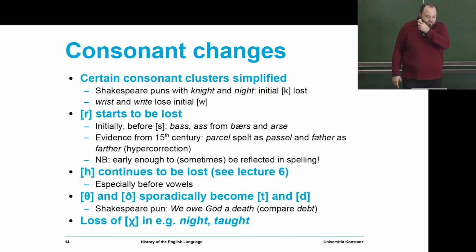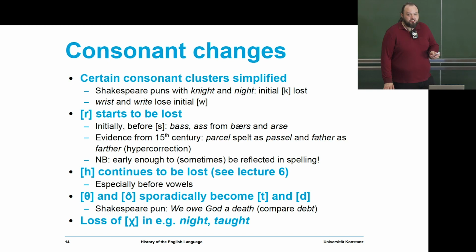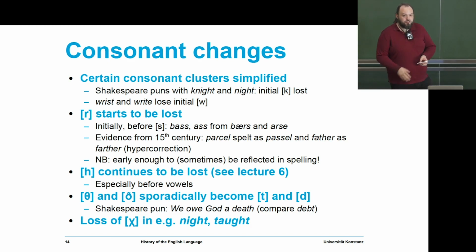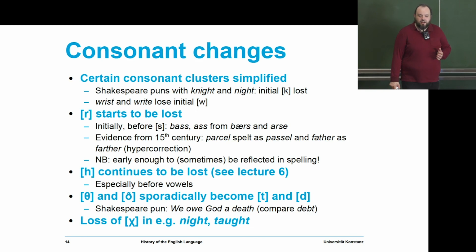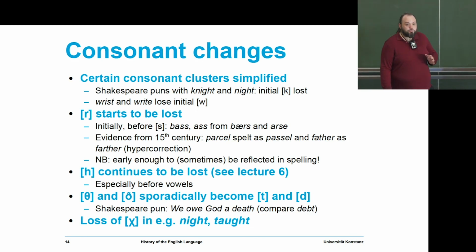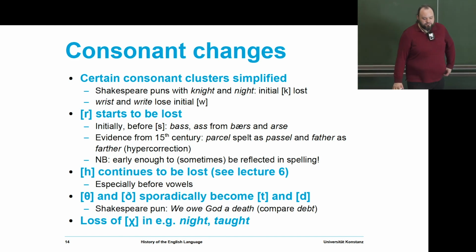So there's a fair amount of stuff going on here. The H continues to be lost. That's something we've seen before. We also see the loss of R. So this, you might know, is something that distinguishes different types of British variety. I speak a variety of British English, a relatively standardized variety, in which I almost never pronounce R at the end of a word.